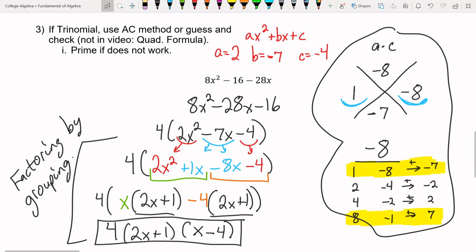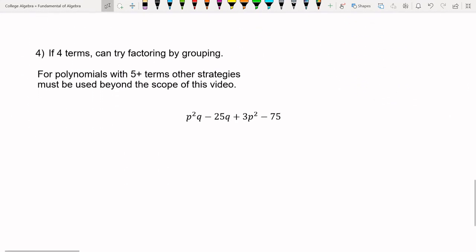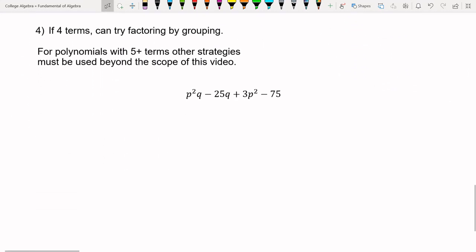Okay, if you don't have a trinomial or anything smaller than that, we can always just try factoring by grouping. If we have more than 4 terms, 5 or more terms, there really isn't any other strategy we can do besides taking out the GCF and then calling that good. You have to use other techniques which are beyond the scope of this video. But with 4 terms, we can ask the question, does this factor by grouping?